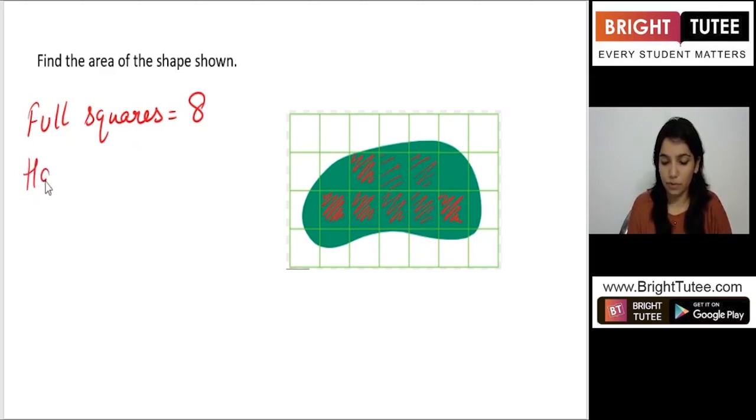Now how many half squares do we have? Let us write half squares.